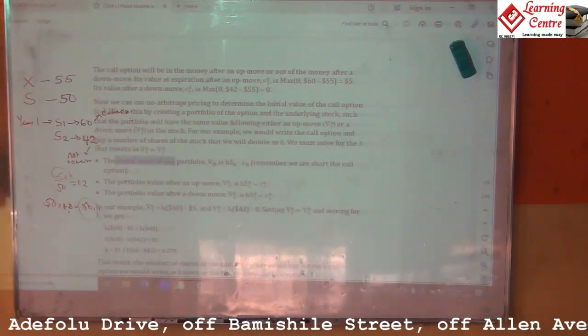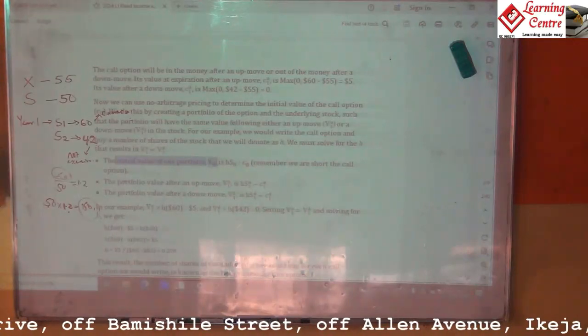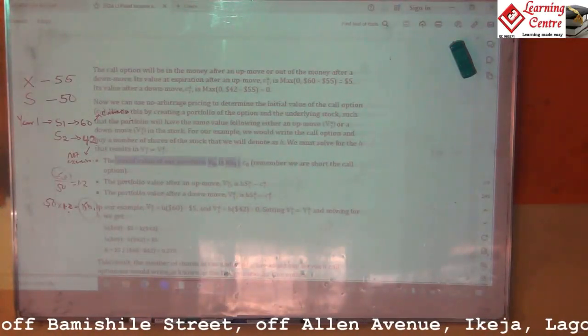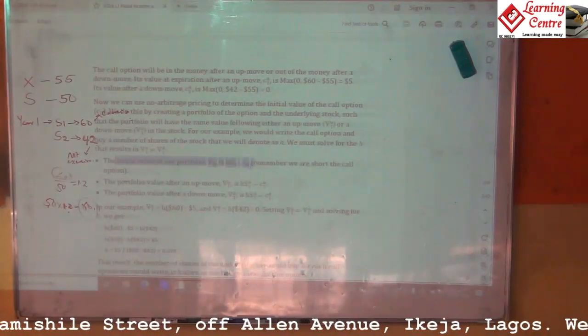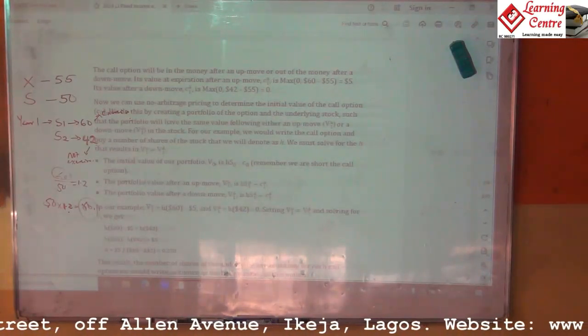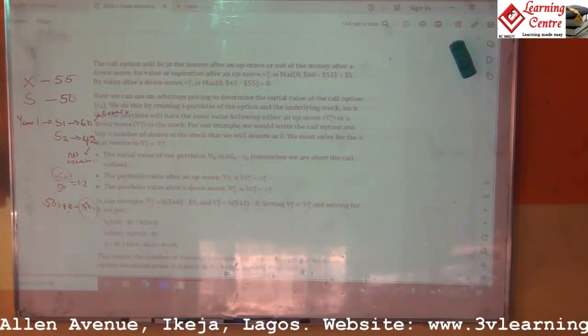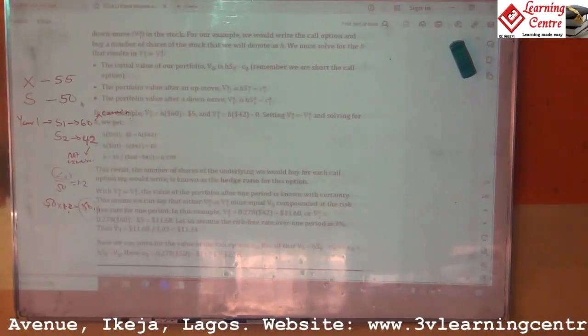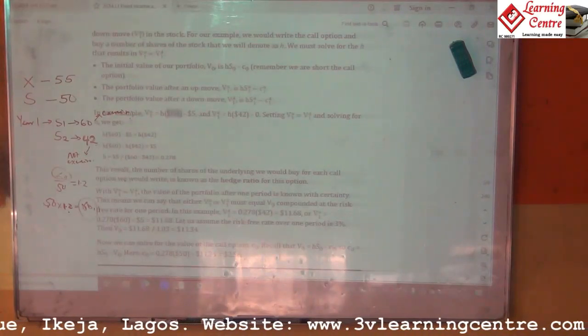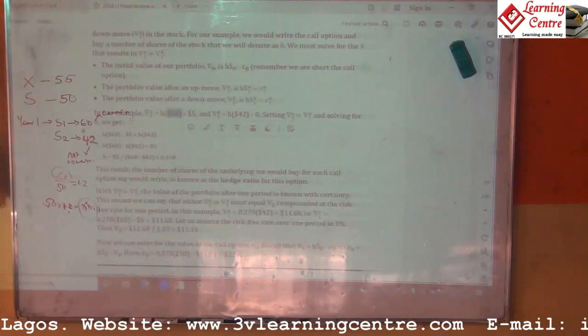so the initial value of our portfolio is V, which is the stock minus the call. The portfolio value after an upward move is this. After a downward move is this. Now, in our example, you have 60 as the upward move and then 42 as the downward move.